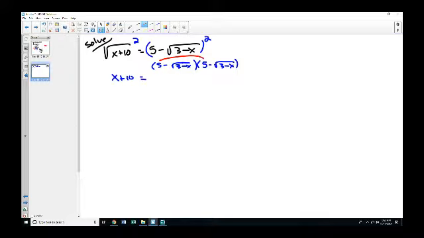Okay, first times first, and then the inners and the outers. Minus 5 root 3 minus x, minus 5 root 3 minus x. And then when you multiply those, you get 3 minus x.